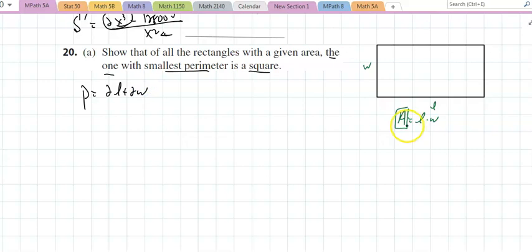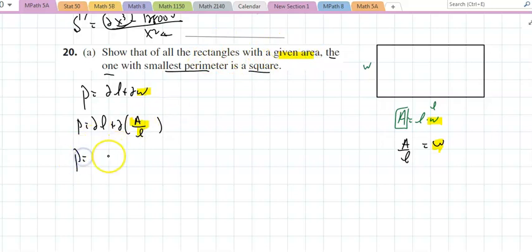We just did that problem. And what are we going to do? We have to get rid of one of those. Let's get rid of W. If I want to get rid of W, W will equal A over L. If I am to say the perimeter is 2L plus 2, and W is the area, remember, area is a number in this case, because they said with the given area, so that's whatever that is.